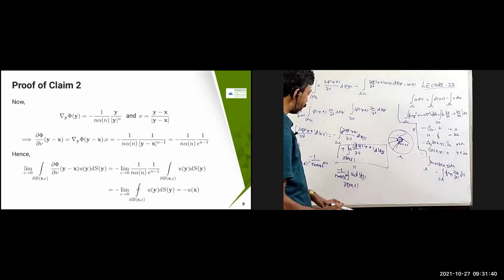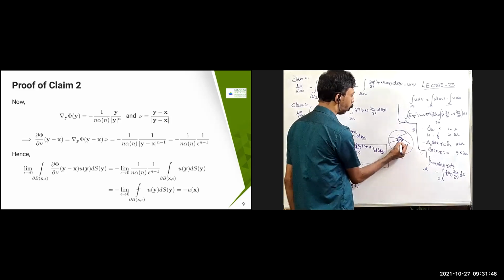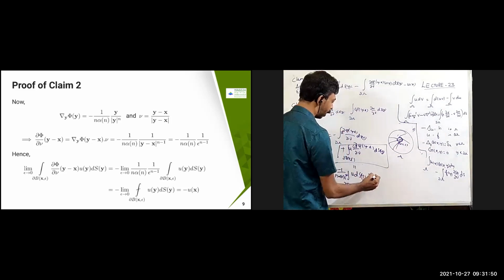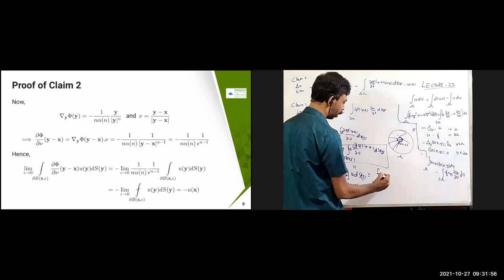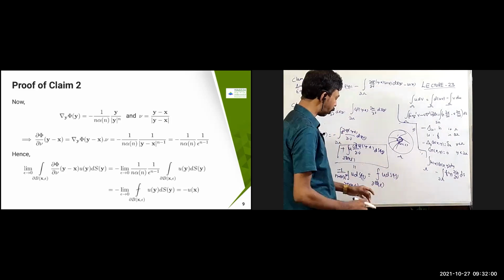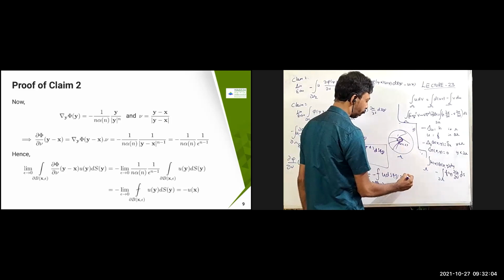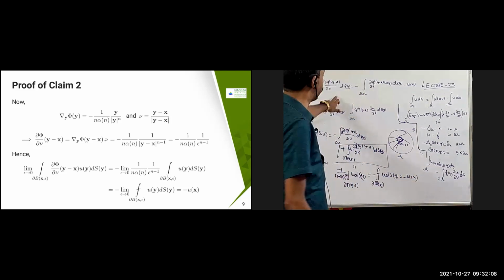Now as epsilon tends to 0, this is going to be shrinking slowly, and only one quantity is going to come over there. That is nothing but the average integral of ∂B(x, epsilon) of u dS. Since this is an average integral, you are going to get simply only that point, so that is going to become minus u(x). That's all. So this proof is done.